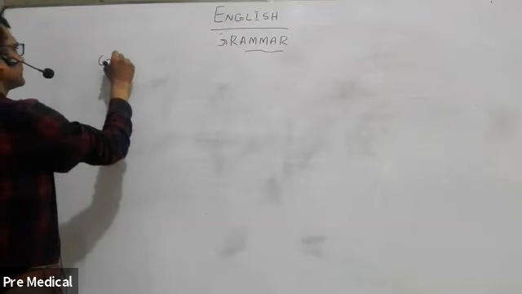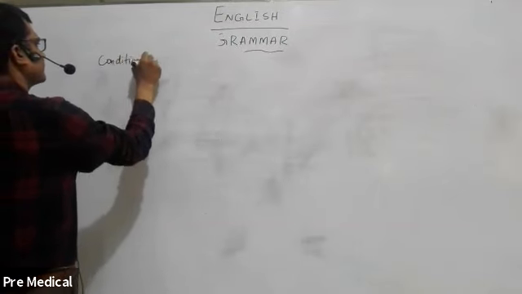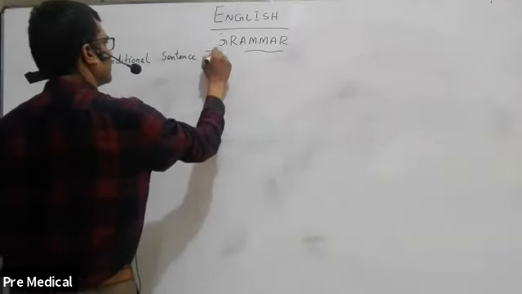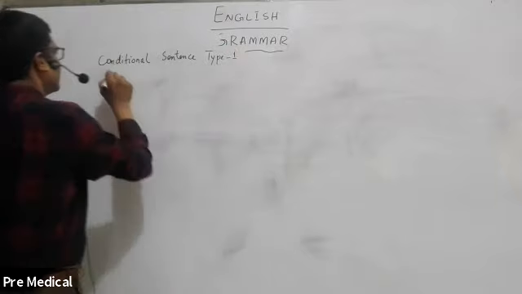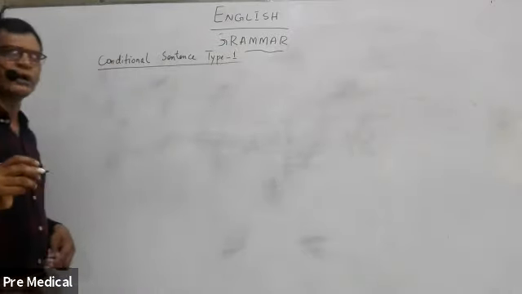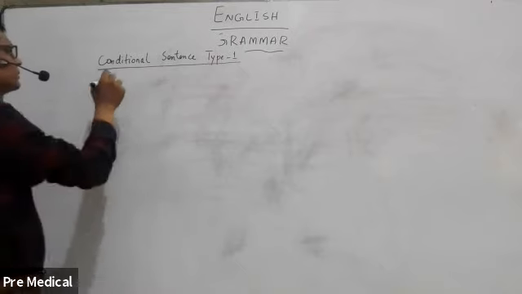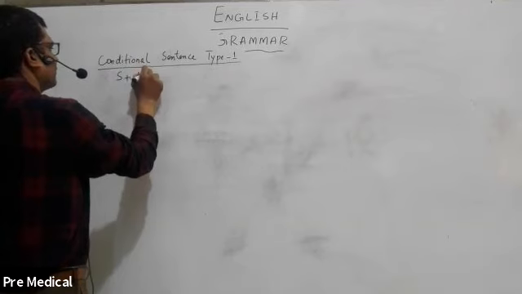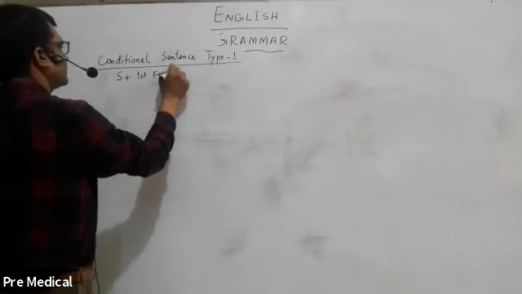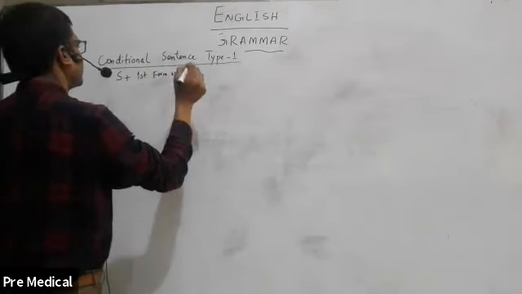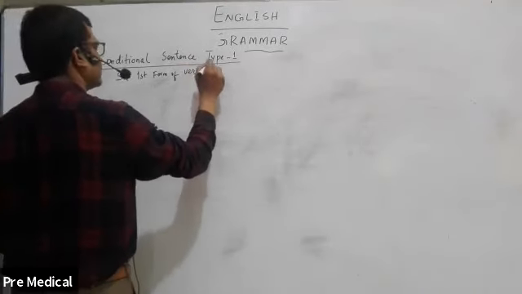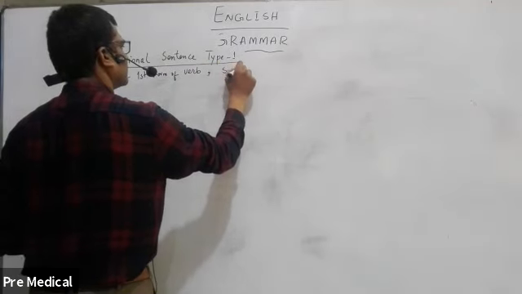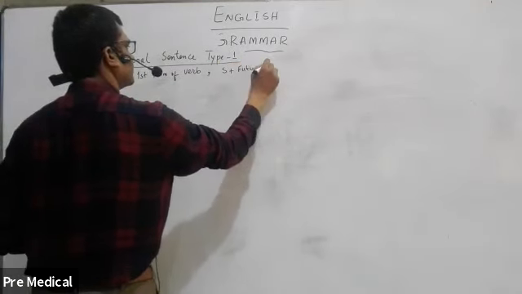Conditional sentence type 1. In conditional sentence type 1, we use subject plus first form of verb. And then we use subject plus future simple.